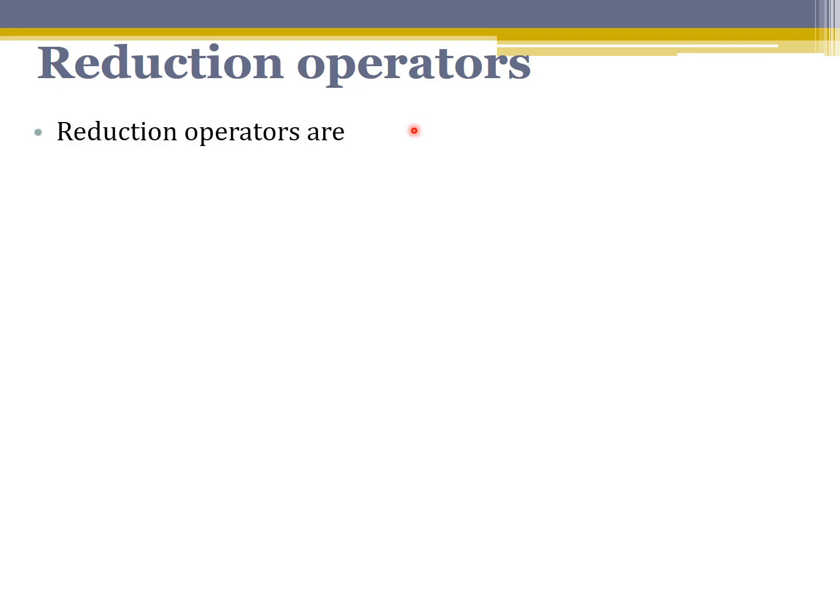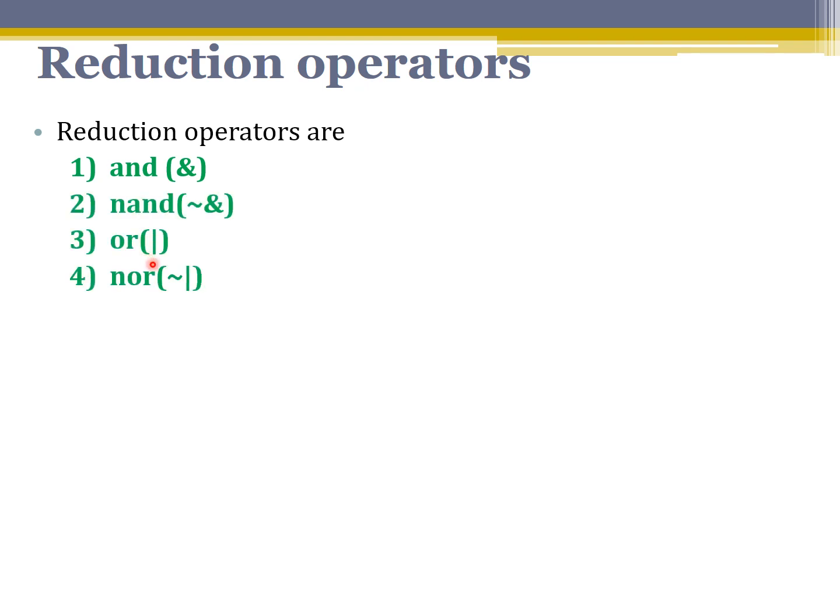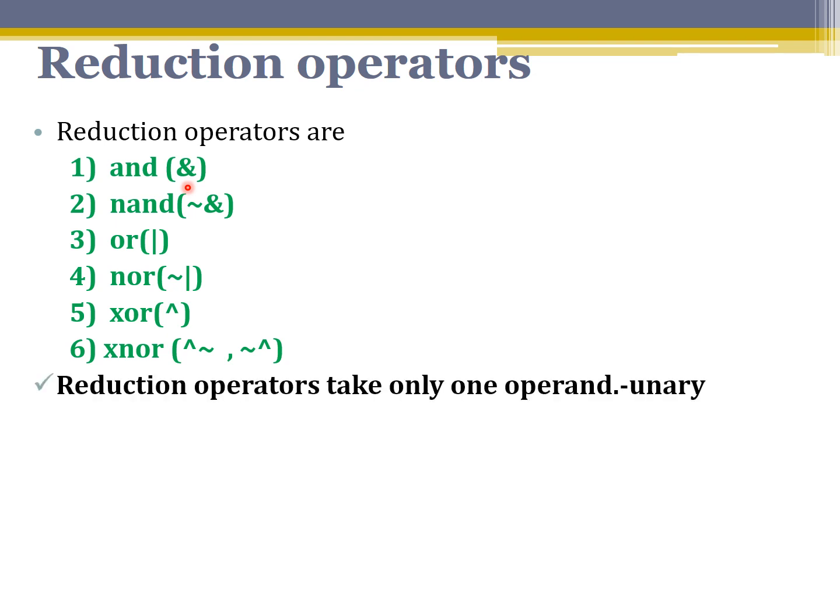The reduction operators in Verilog are the AND operator, the NAND operator, OR, NOR, XOR, and XNOR. When we observe carefully, the symbols look the same as the bitwise operators. So how do we differentiate between a reduction and a bitwise operator? Reduction operators work on a single operand, so reduction operators are unary. Given a vector, the internal bits of that vector are either ANDed, NANDed, ORed, NORed, etc.